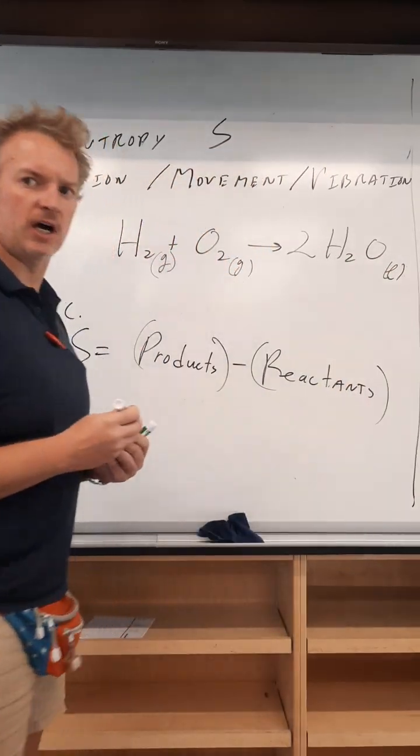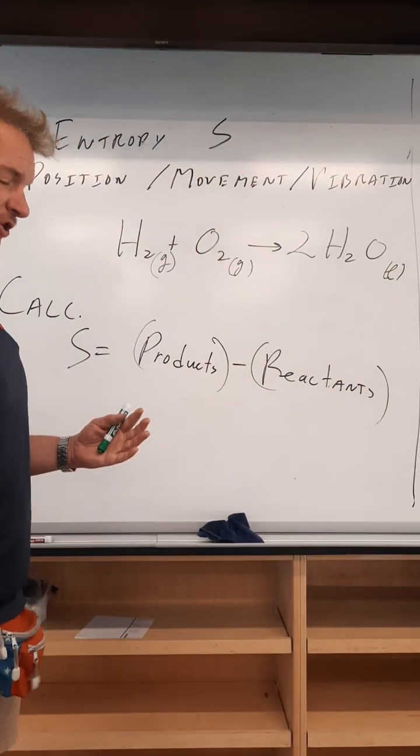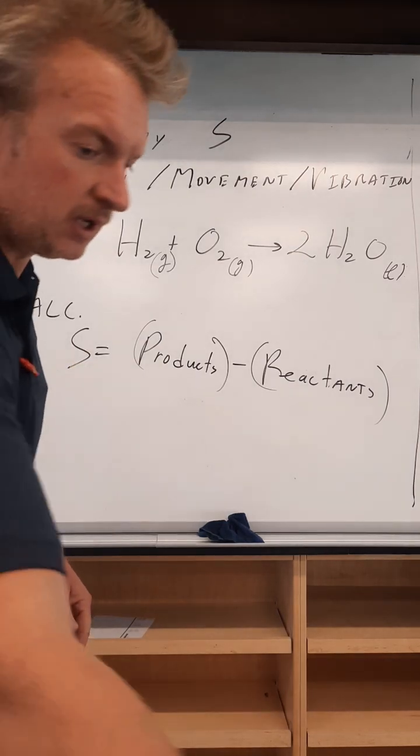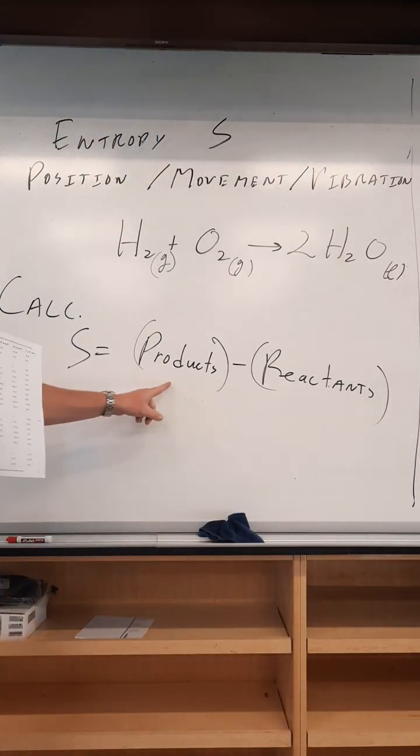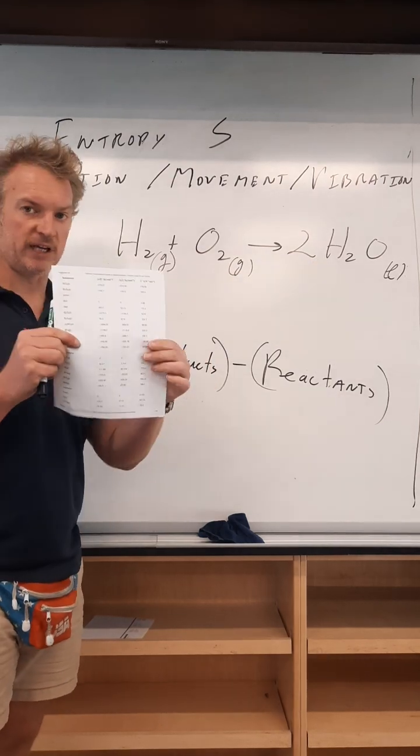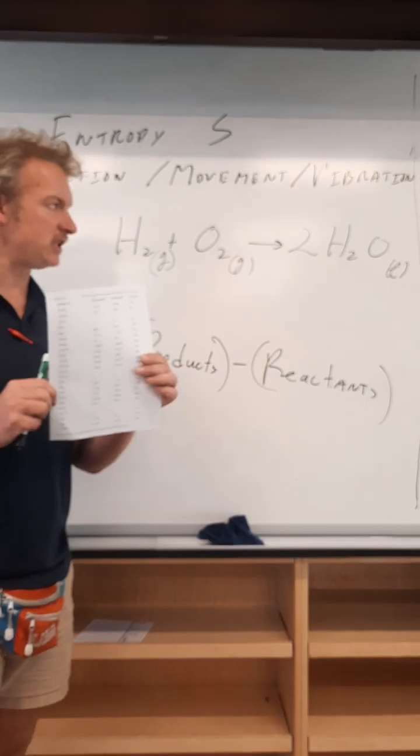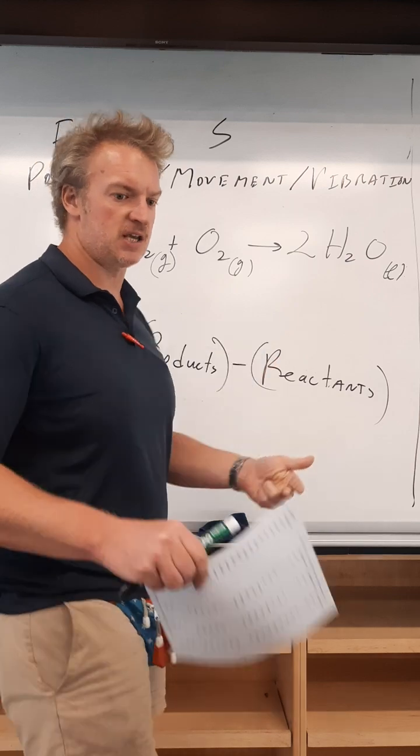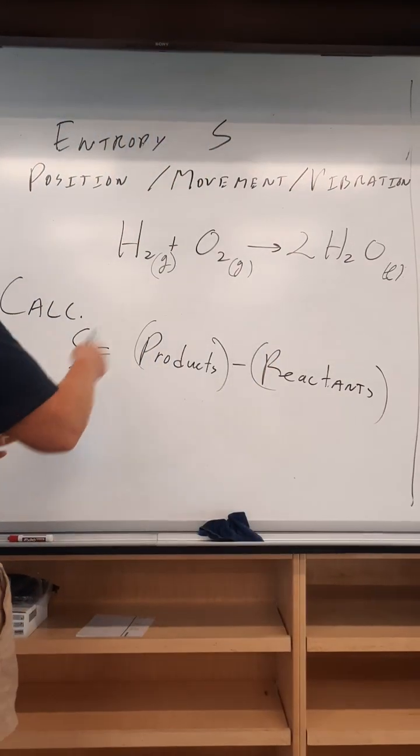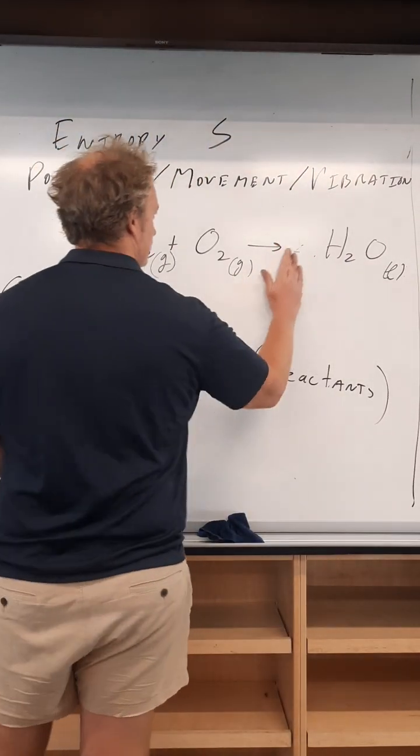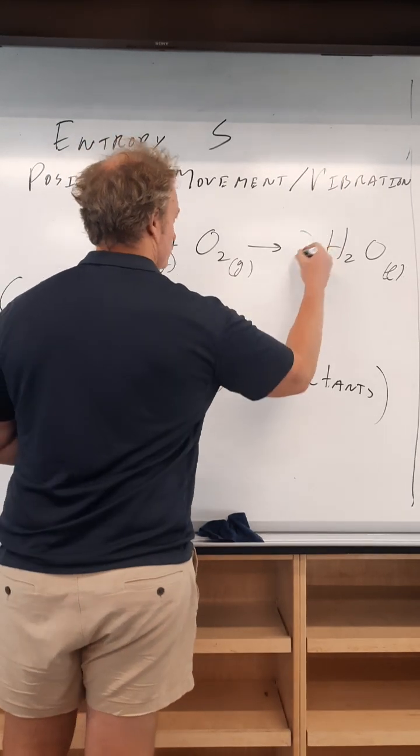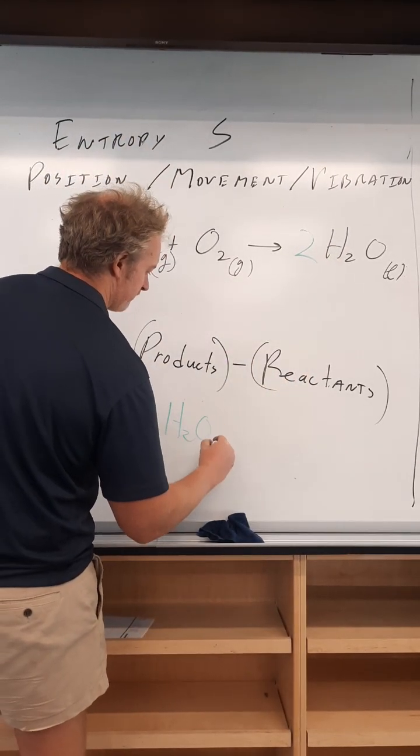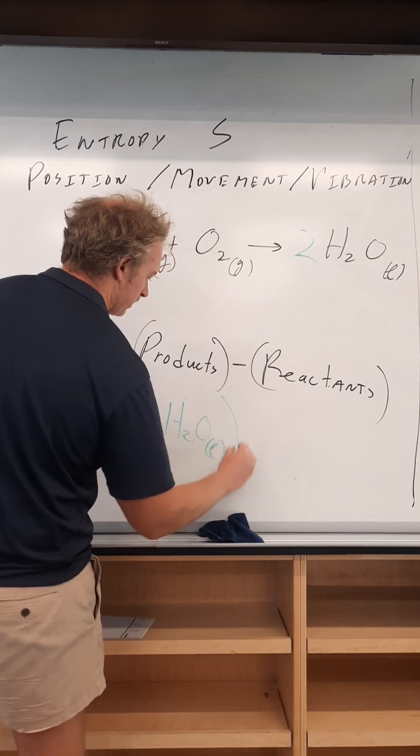So when I look up the delta S for this term, I'm going to first look up the product, liquid water, and I'm going to really make sure I got liquid water, not ice, not steam. I'm going to take that value and multiply it by 2, because there are two waters there.